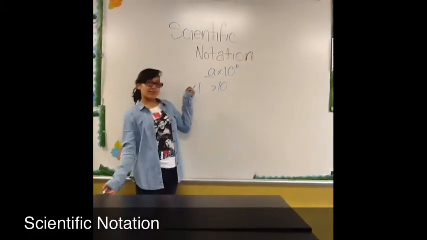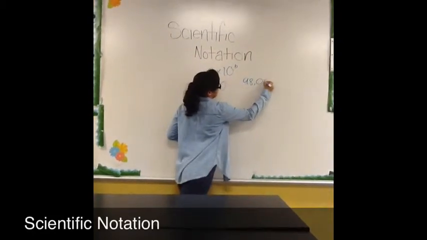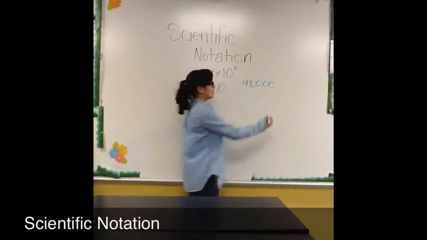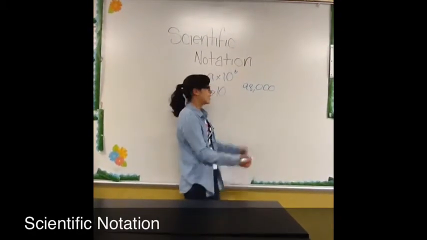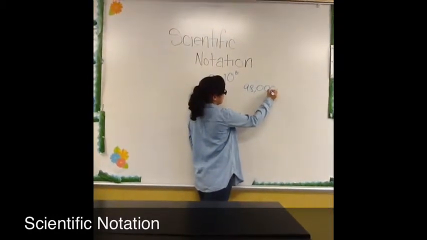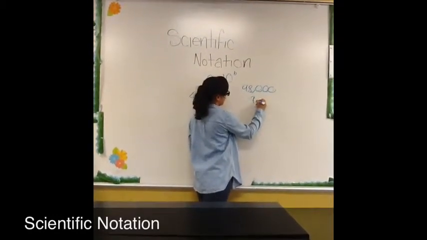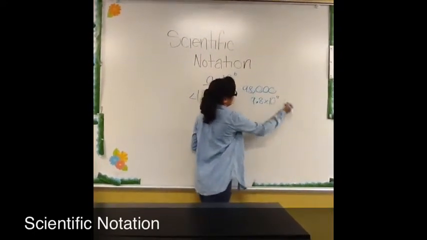Let's take an example. We have 98,000. We would have to start at the last zero, and we move it 4 times because it has to be greater than 1 and less than 10. So 1, 2, 3, 4. We have 9.8 times 10 to the 4th power.